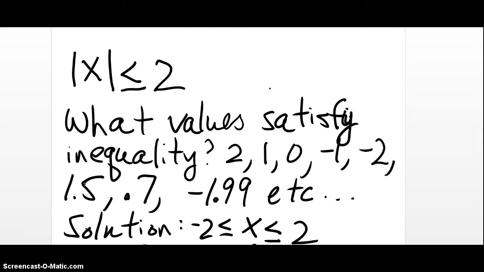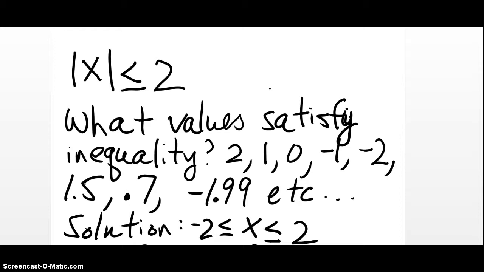All right, next let's look at inequalities. Now these are the harder ones. So we have a simple inequality here. The absolute value of x is less than or equal to 2. Well, let's think about this. What values of x could we plug in for x that will give us an inequality that's satisfied?